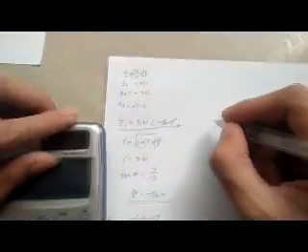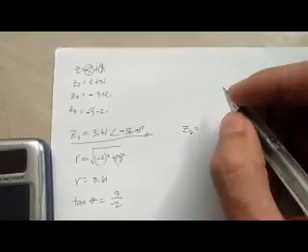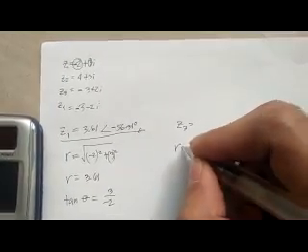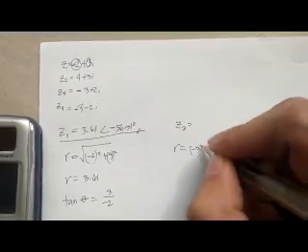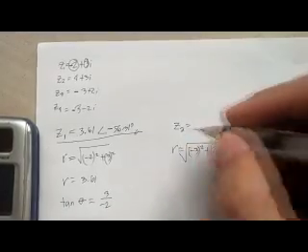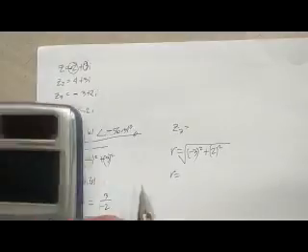Now let's get z3. So for z3, r is equal to the square root of negative 3 squared plus 2 squared.